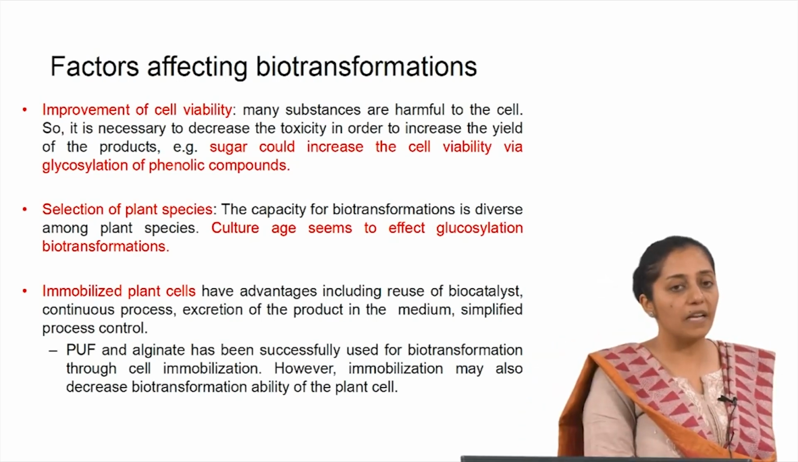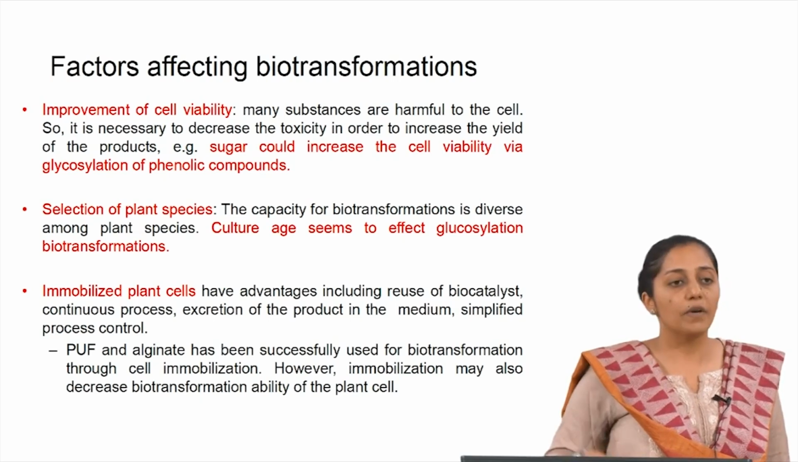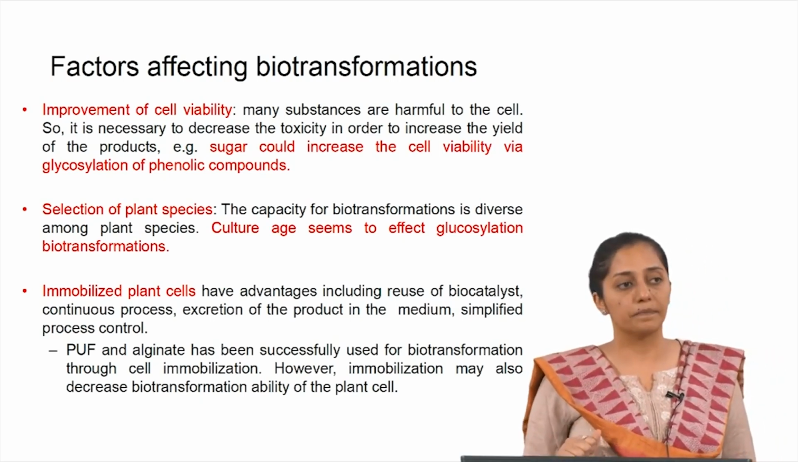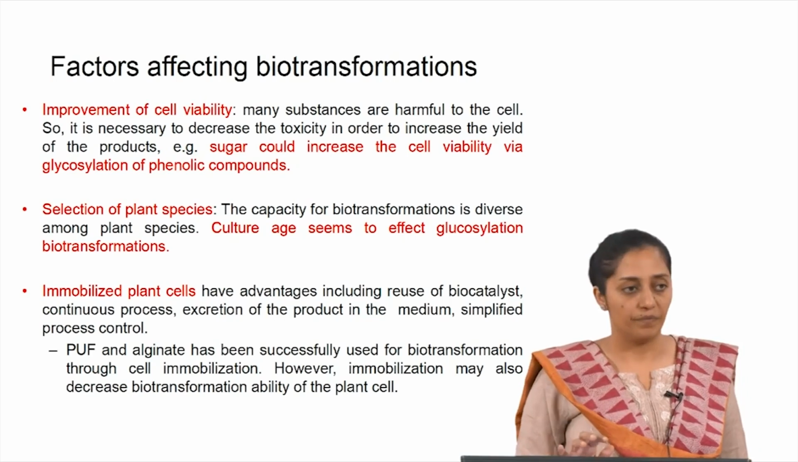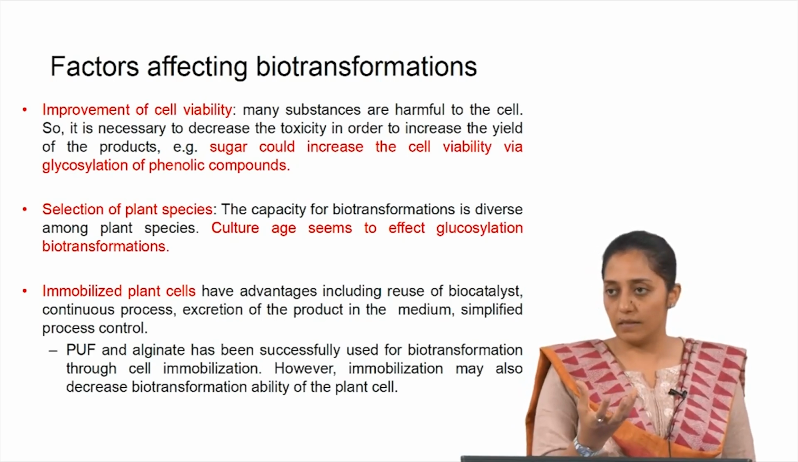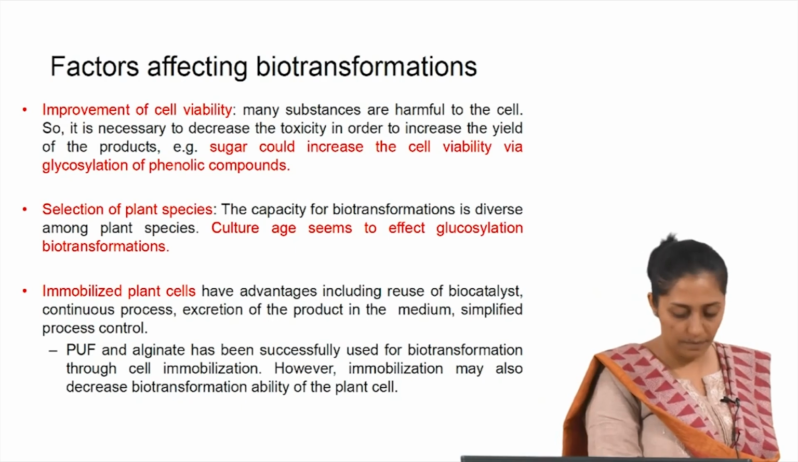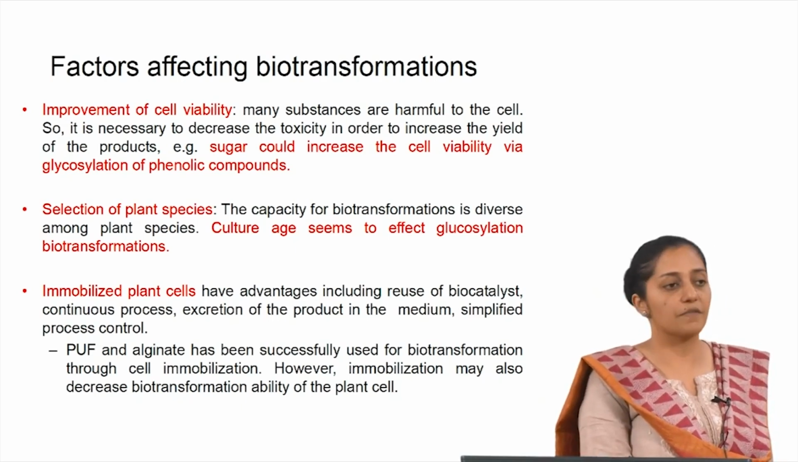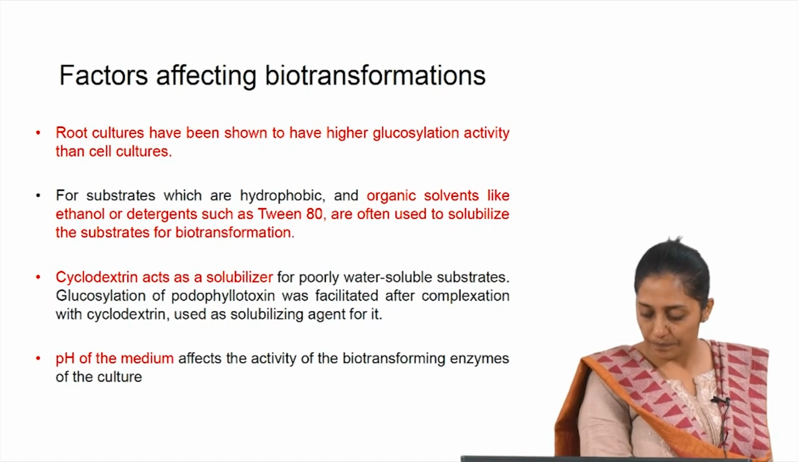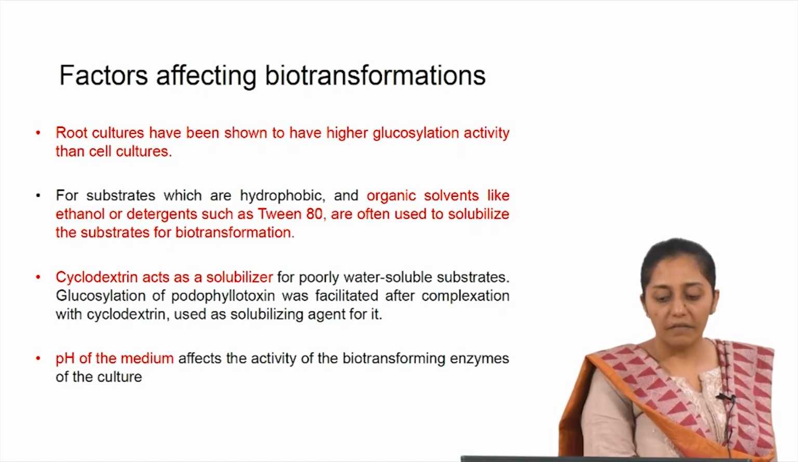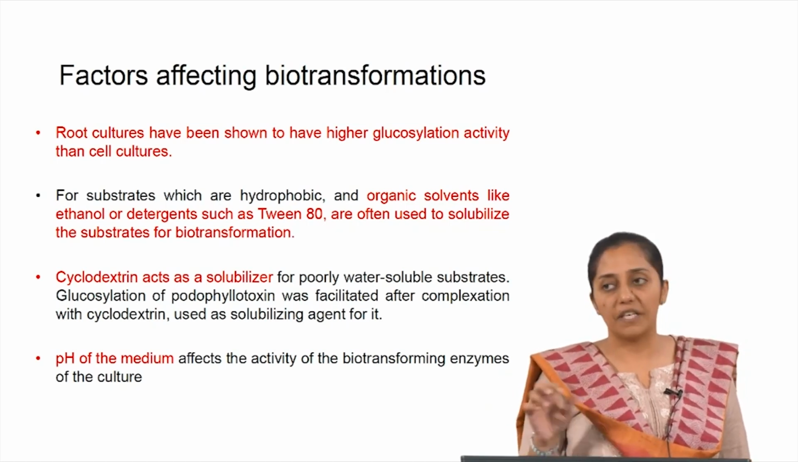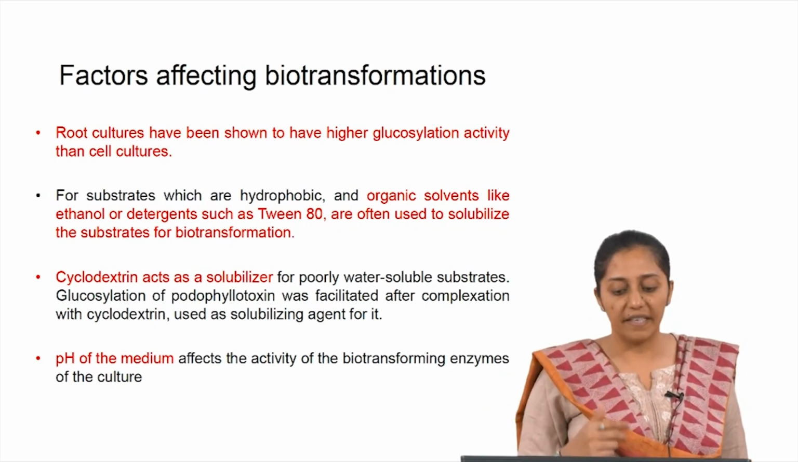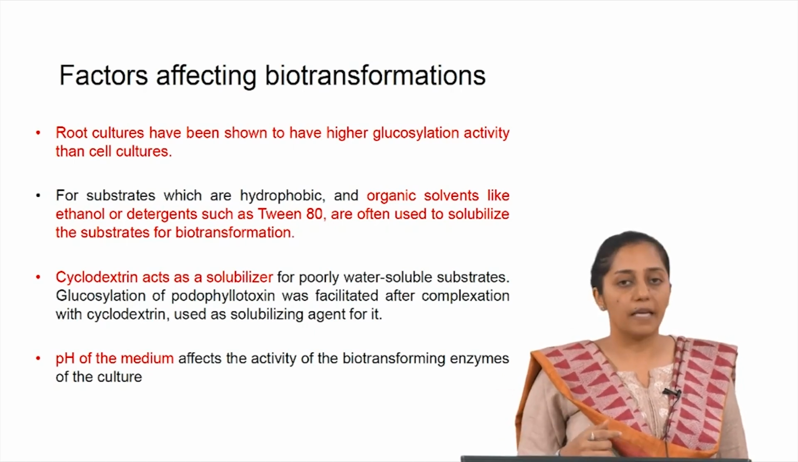What kind of immobilization materials are known? PUF, PUF stands for, any guess? Very nice. Polyurethane foam. It is an inert immobilization material which has been successfully used to immobilize plant cells. But we need to take care while selecting the material, depending on the species on which you are working. We will see this in detail when we go on to plant cell immobilization.